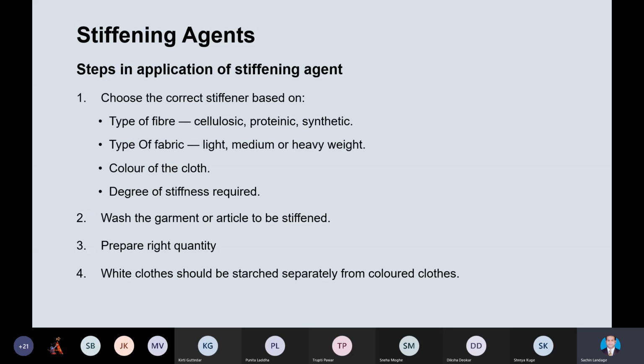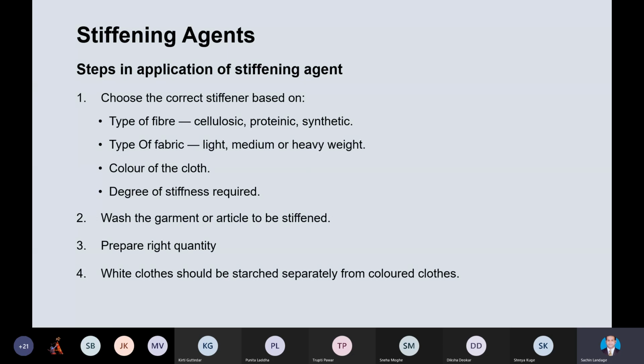Now prepare the right quantity. As I told you, the quantity depends on how much stiffness is required. Based on this, you have to select the proper quantity of the stiffening agent.